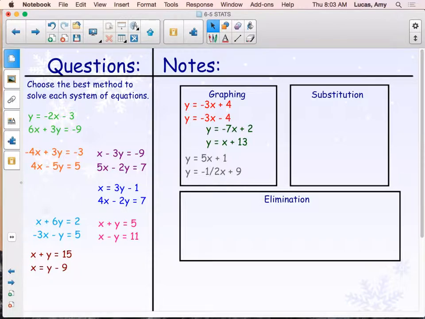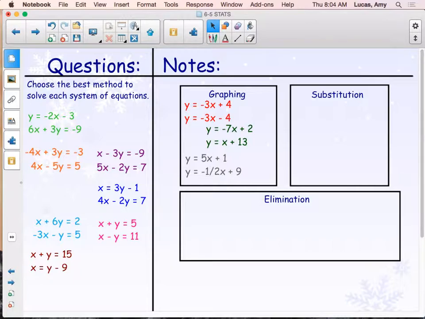Now I'm going to move over to substitution. When we were working with substitution, what we looked for was one variable that was all alone on one side of an equation. So one variable all alone. Not two variables, not like the graphing examples. We could do substitution on those, but those are both slope-intercept, so we'll say graphing for those three.